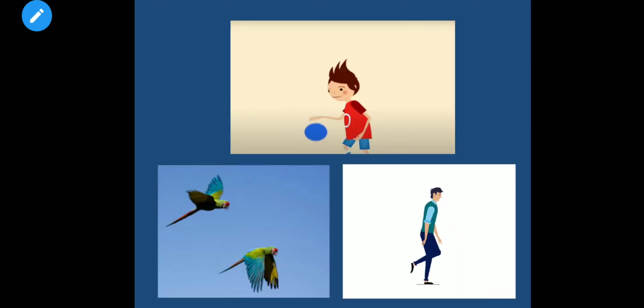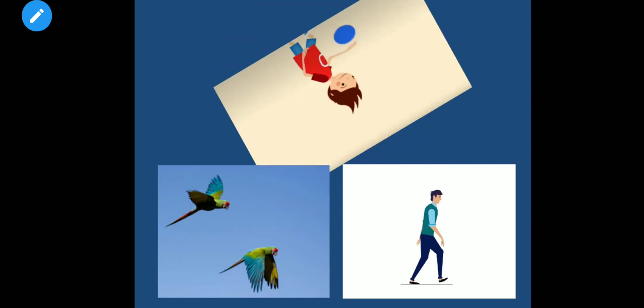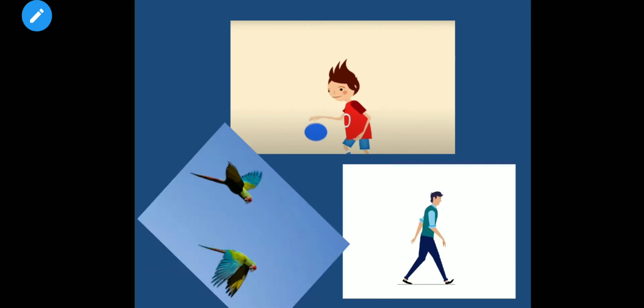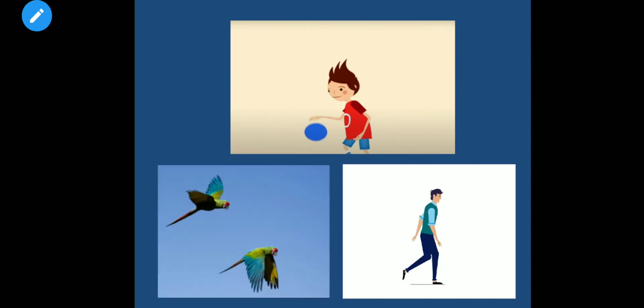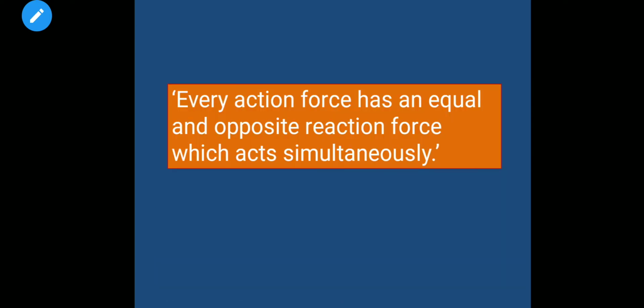Have you ever noticed that when you throw a ball to the ground, it bounces back to you? Birds are able to fly and we are able to walk easily. This phenomenon comes under Newton's third law of motion. This law states that every action force has an equal and opposite reaction force which acts simultaneously. Means both the forces occur at the same time.